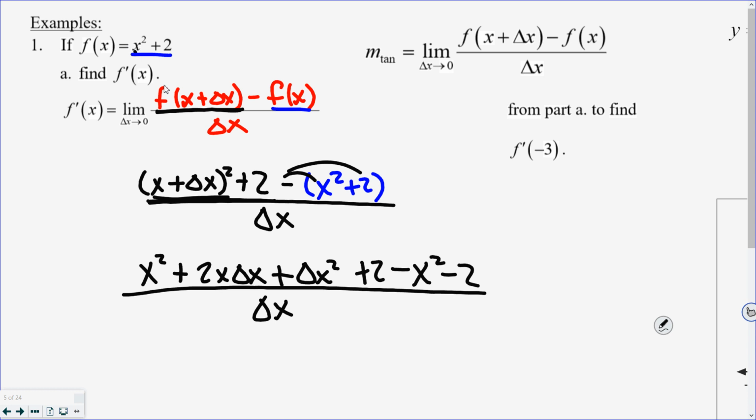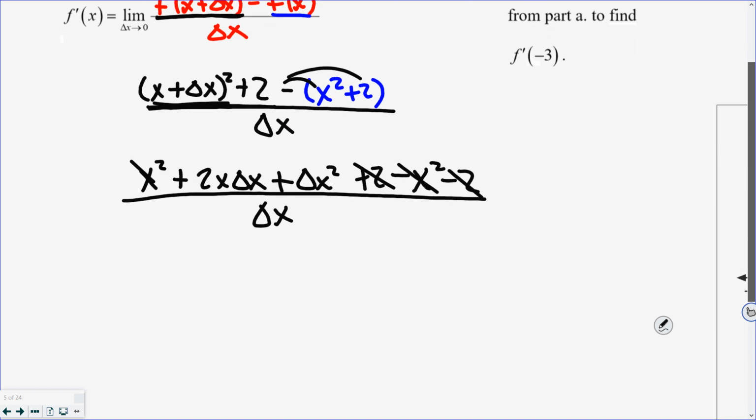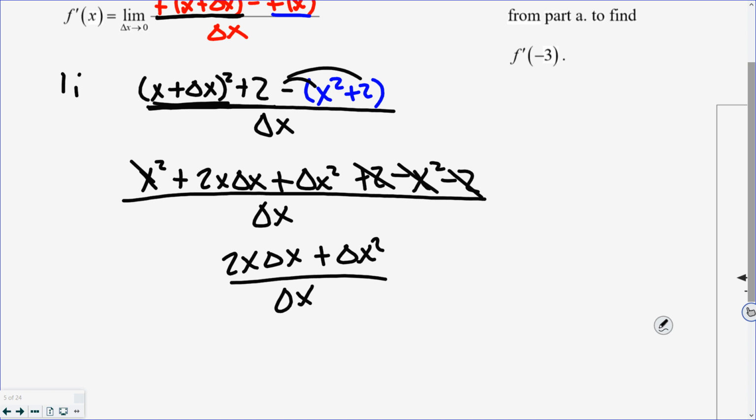Okay, we can combine some like terms. I've got x squared minus x squared. I've got 2 minus 2. So when I get done with that, that leaves me with 2x delta x plus delta x squared all over delta x. I should be writing this the whole time too, I apologize. This is the limit as delta x approaches 0.